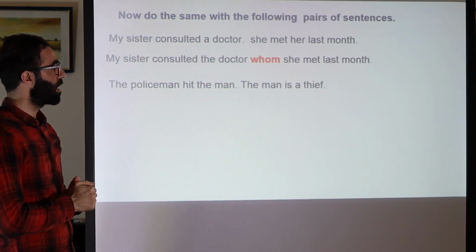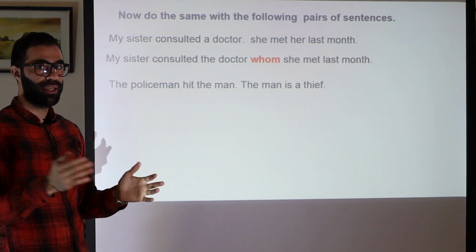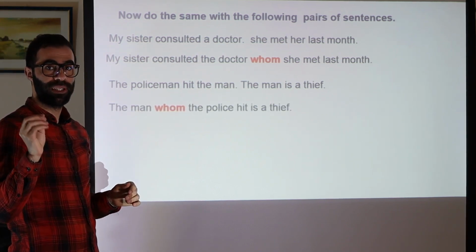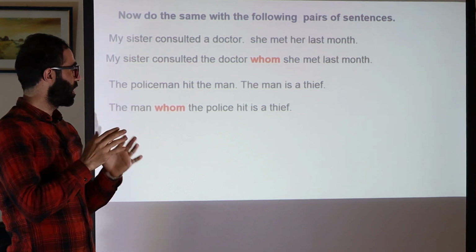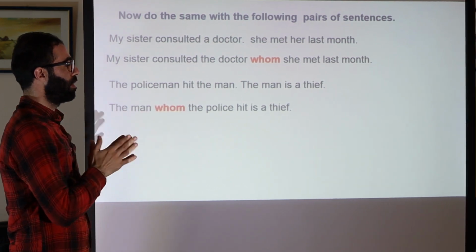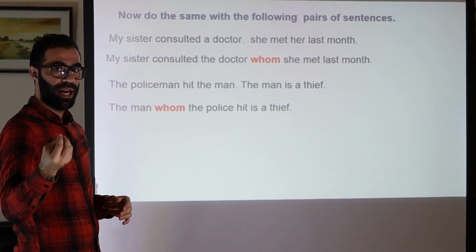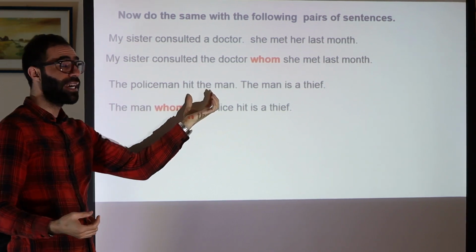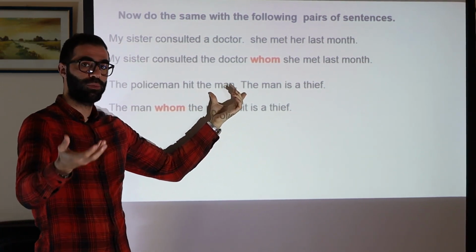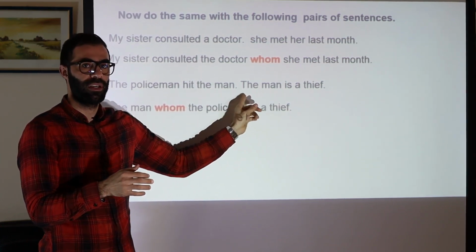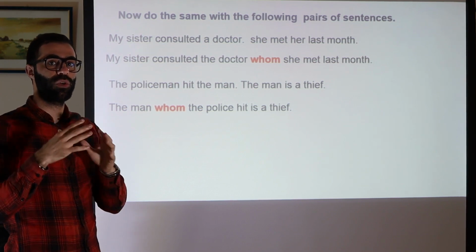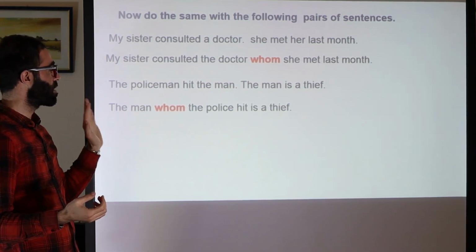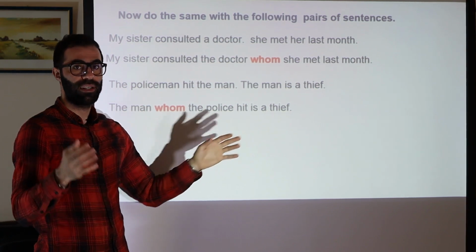Try. The policeman hit the man. The man is a thief. Let's see the answer together. The man whom the policeman hit is a thief. Remember here, as you can see, the policeman is the subject, hit is a verb, and the man is the object. We can see repetition of the man. So in order to get only one sentence and to avoid repetition, we have used the relative pronoun whom. So the correct answer is: the man whom the police hit is a thief.